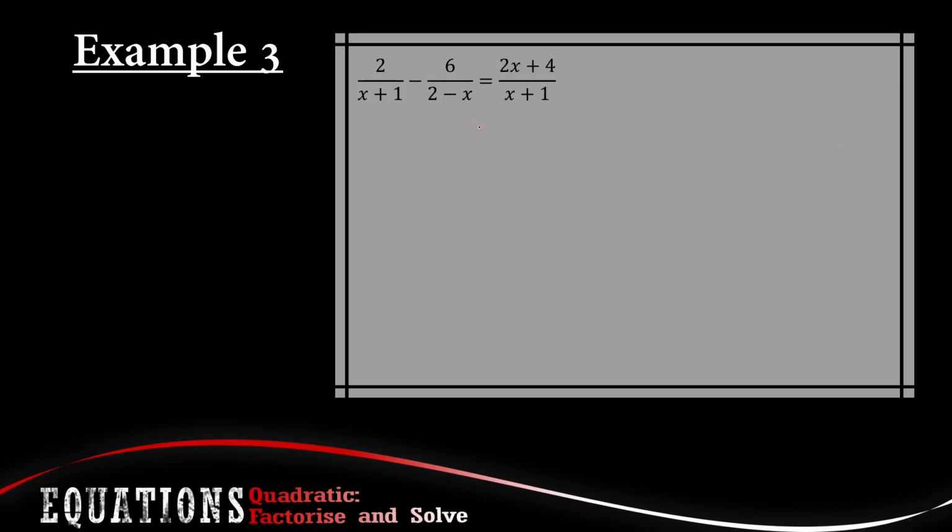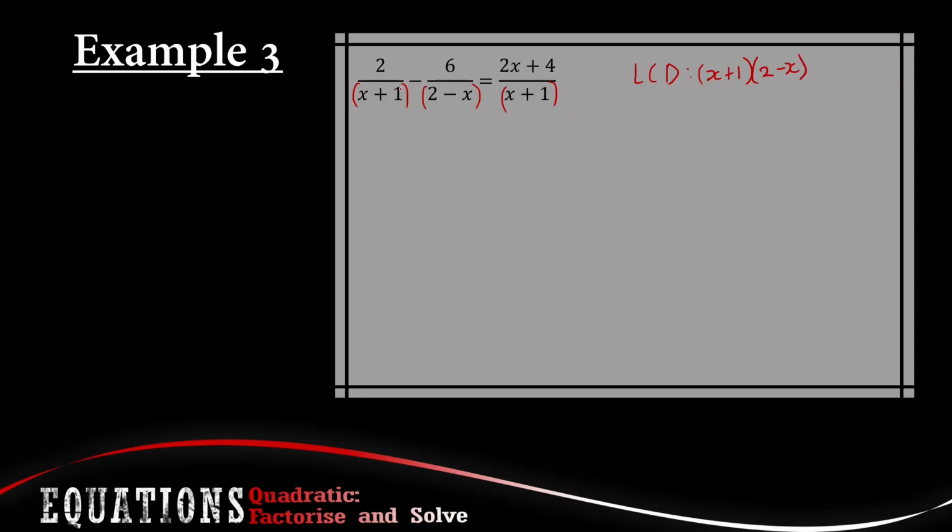Alright, next example. Example 3. Now we have fractions, and our goal is always to get rid of the fractions because they complicate things. So I'm going to treat all of these as factors, okay? Factor x plus 1 and 2 minus x. And to get rid of the fractions, we need the lowest common denominator between these, and that would be x plus 1 and 2 minus x. Okay, so that contains something of everything.